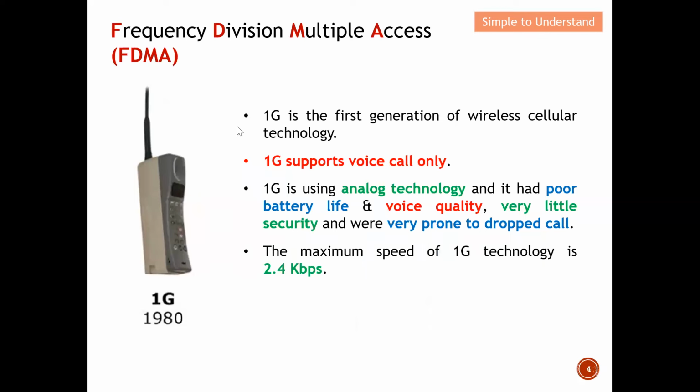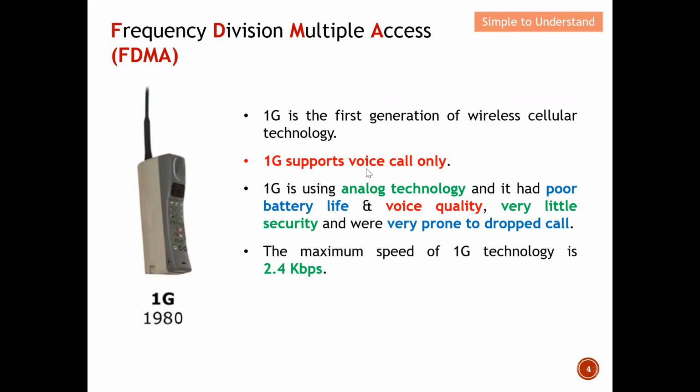So let's come to 1G. 1G adopted frequency division multiple access. Later on I will describe what frequency division multiple access is. 1G is the first generation of wireless cellular technology. With this mobile phone, you basically don't have a hard physical wire. In fact, it was the first generation of wireless cellular technology at that particular time.